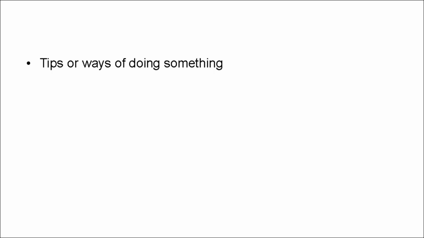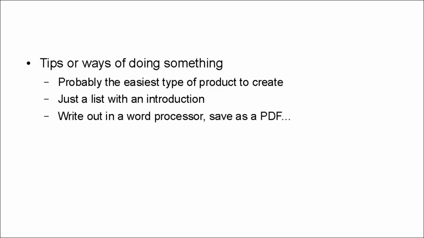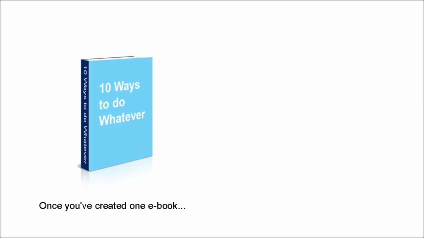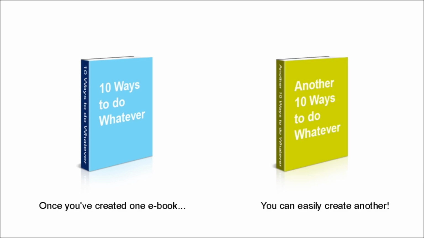Now, the first type of information product is tips, or ways of doing something. This is probably the easiest type of product to create, because basically it's just a list with an introduction. You can simply write it out in your word processor, save it as a PDF, and voila, you have an ebook. And the great thing is that once you've created one ebook, you can easily create another, and another, and another, and the list just goes on and on.